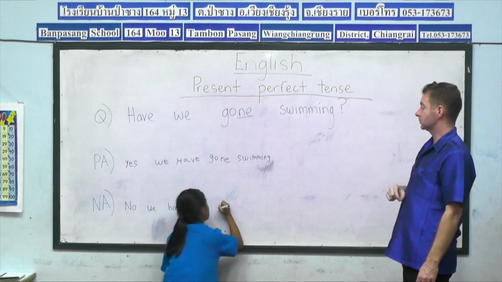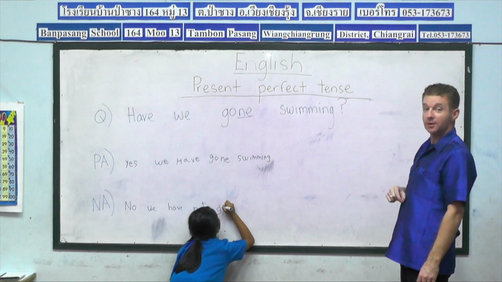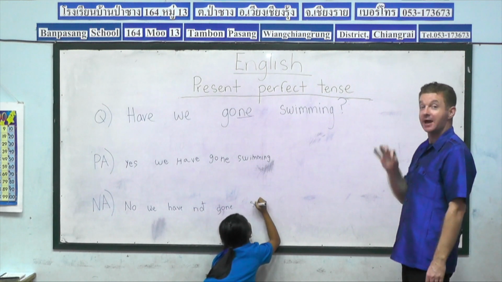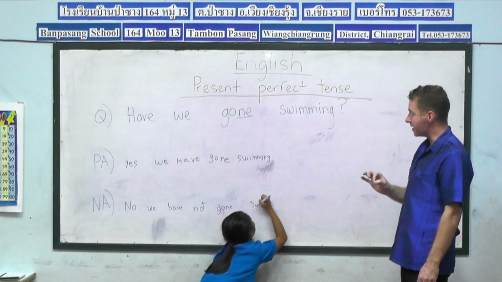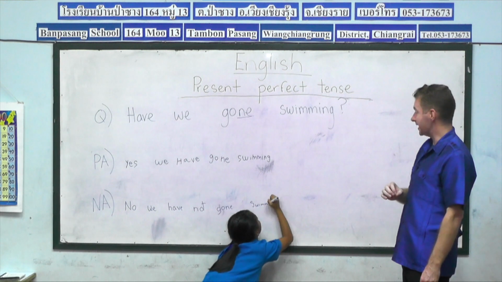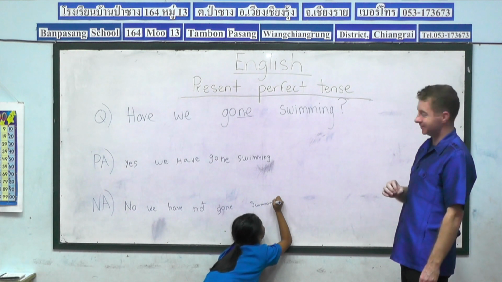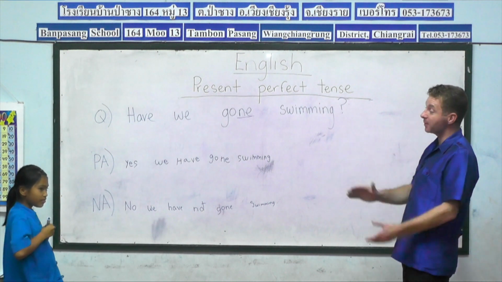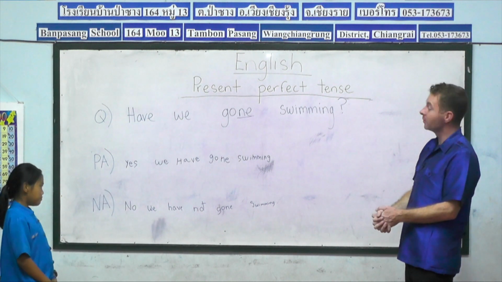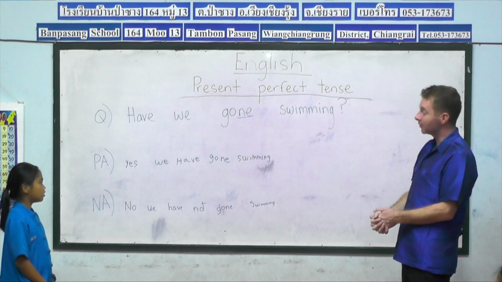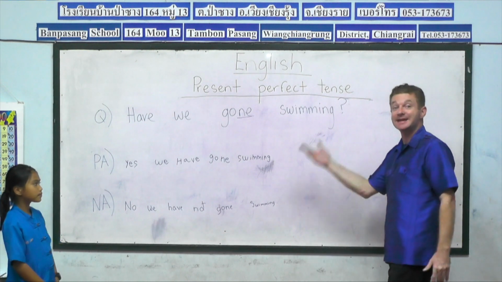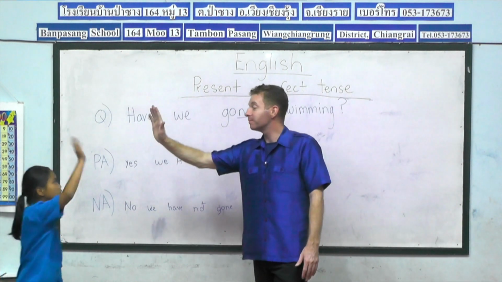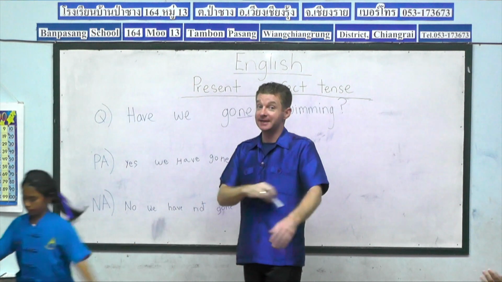Gone swimming. Excellent. So Pak Bung, have we gone swimming? Perfect. And that's the negative response to the question in the present perfect tense. Big round of applause for Pak Bung, please, guys.